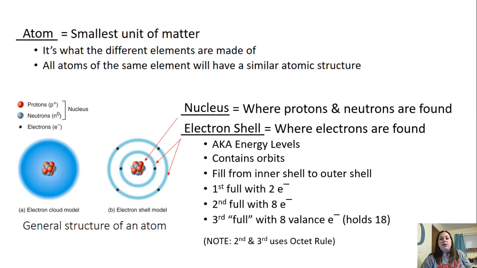Now, they have to fill the innermost shell first before moving to the outer shells, and the first shell is full when it has 2 electrons. Once the inner shell has 2 electrons, we can go to the next shell. The second shell is full with 8. The third is full with 8 as well, and so on. We call this the octet rule because as long as it has 8, then they are generally happy. They will not react anymore.